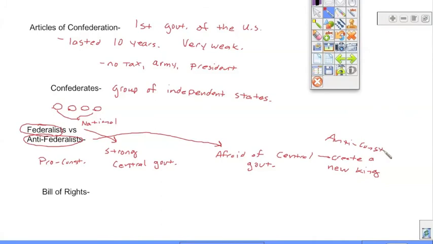And eventually, what will happen is, in order to get the Anti-Federalists to ever agree to the Constitution, they must pass the Bill of Rights. So the Anti-Federalists require this as part of the Constitution. And what it really is, the Bill of Rights is the first 10 amendments.